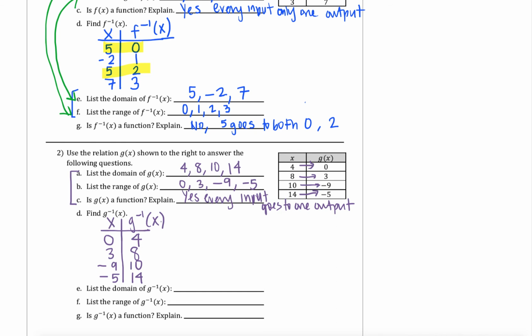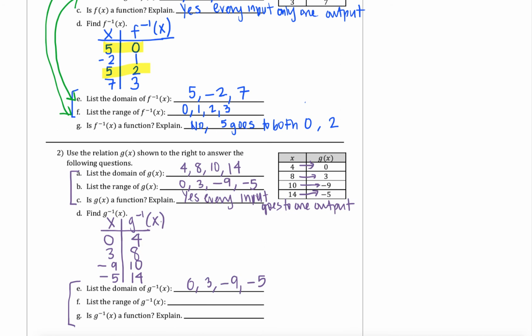Why don't you guys answer the 3 follow-up questions with the domain of G inverse, the range of G inverse, as well as determine if G inverse is a function or not, and explain. So to get the domain of G inverse, we're looking at what all the inputs are. So this would be 0, 3, -9, and -5.